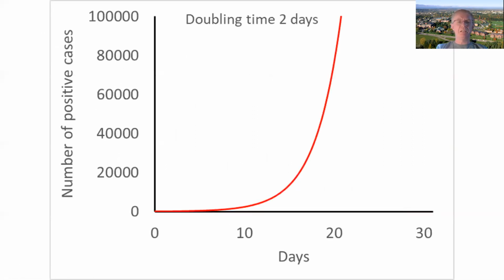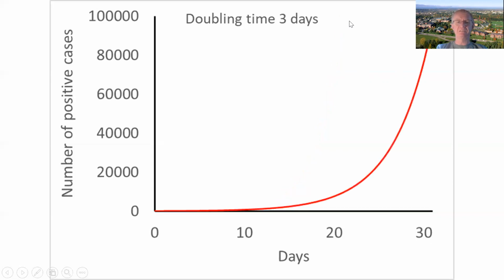So, if we have a doubling time of 2 days, we can plot the graph like this. Here's the number of positive cases. Here's days on the horizontal axis. And you can see that we get to 1/6 of the Vermont population, or 100,000, fairly rapidly, about 20 days, if we have maintained a doubling time of 2 days, okay?